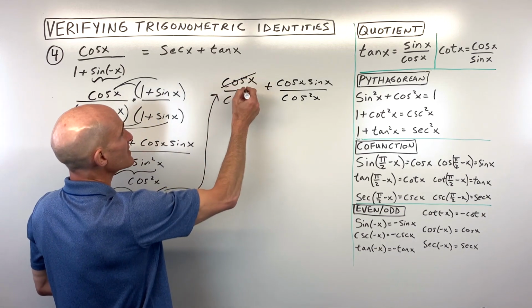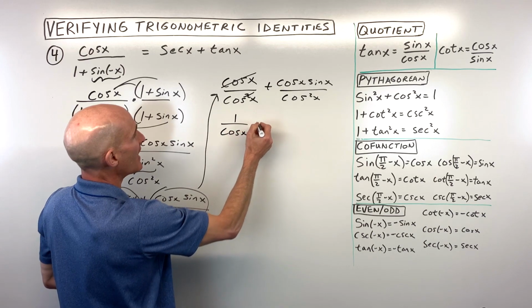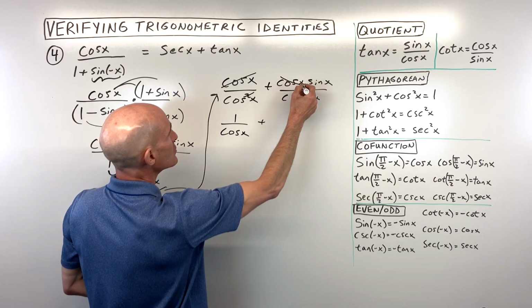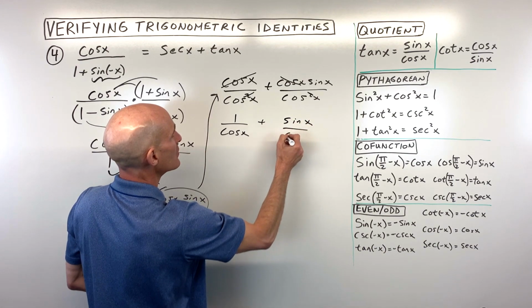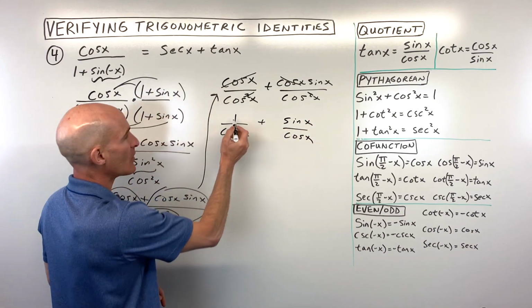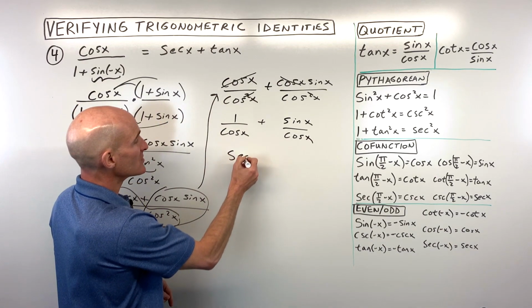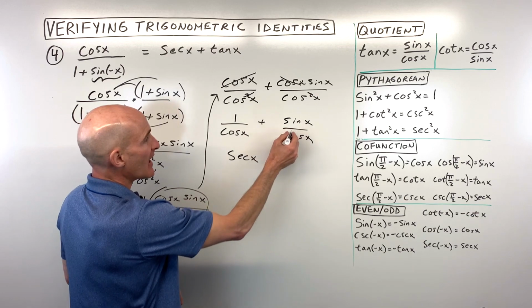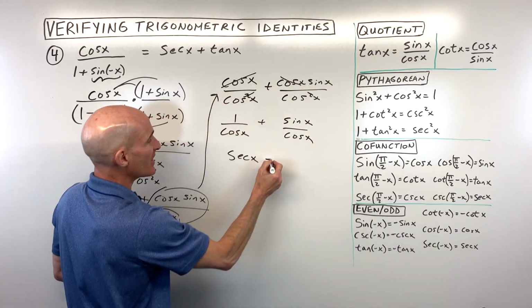One of these cosines cancels with one of these cosines, leaving us with 1 over cosine x. Over here, one of these cosines cancels with one of these cosines, leaving us with sine x over cosine x. Now we know the reciprocal of cosine, 1 over cosine, is equal to secant x. Sine over cosine, this is our quotient identity, is equal to tangent x.